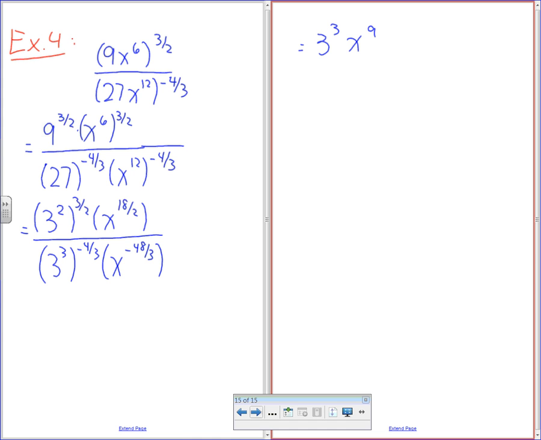The denominator will be 3 to negative 4 and x to negative 16. Right. Okay, we're so close to being done. There's one thing left. What's our last thing? Good. So it's going to be 3 minus negative 4, so it's 3 to the 7, and x to 25.